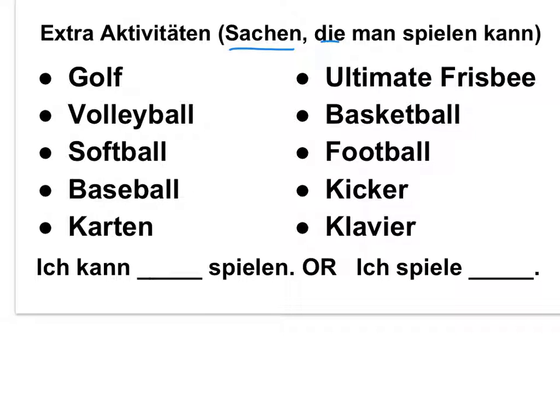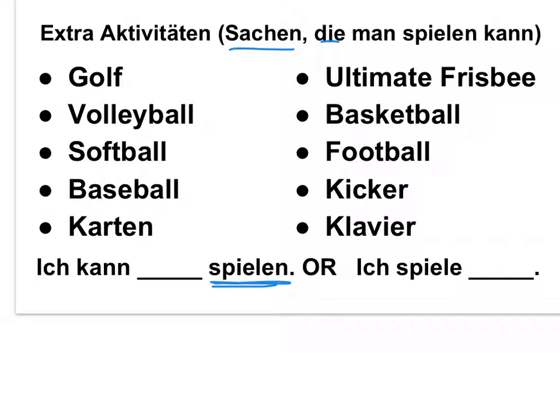So you could fill in the blank. You've got Ich kann blank spielen. What does that mean? I can play whatever the thing is. That spielen is going to go all the way to the end of your sentence. Or you could say Ich spiele and conjugate the verb to play. So then you're saying I play, I do play, I am playing, whatever that thing is.